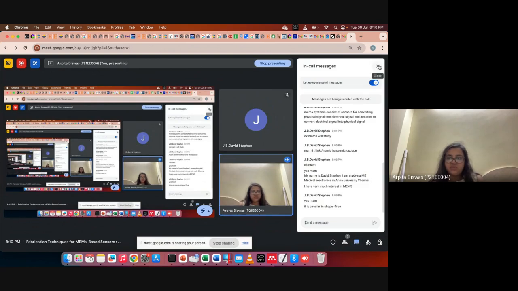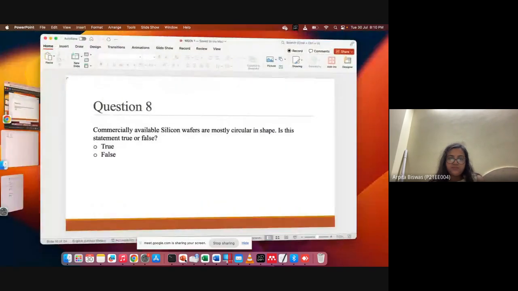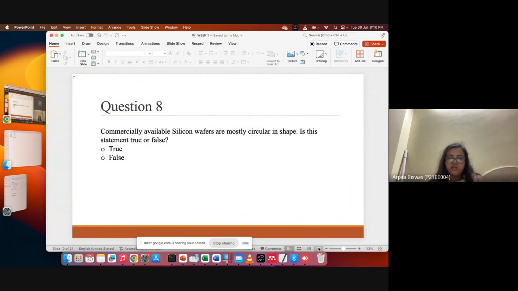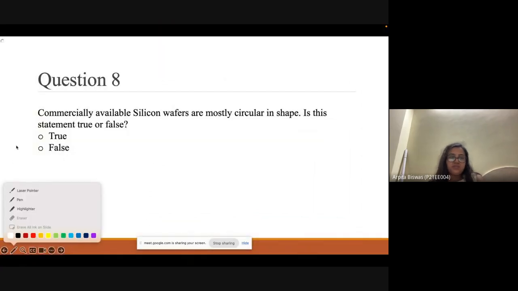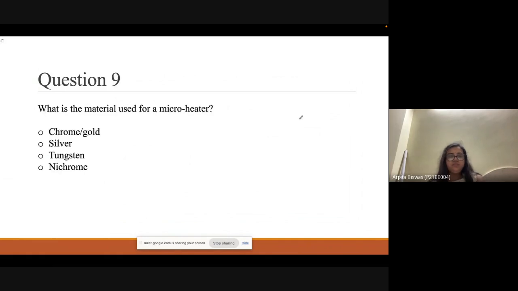Okay, yes, it is true. So the commercially available, yes, the right option is true. The commercially available silicon wafers are mostly circular in shape. Okay, so we are moving toward the next question. This is question number 9.